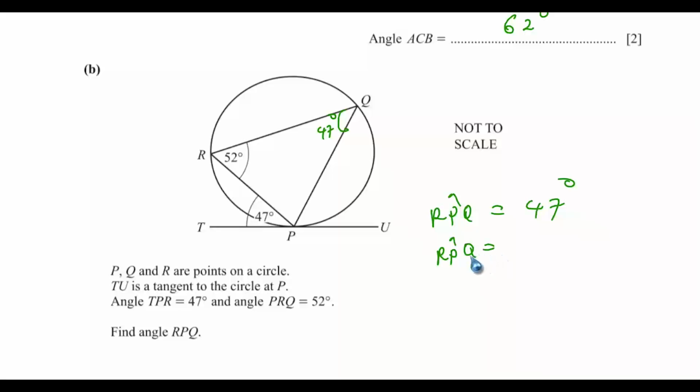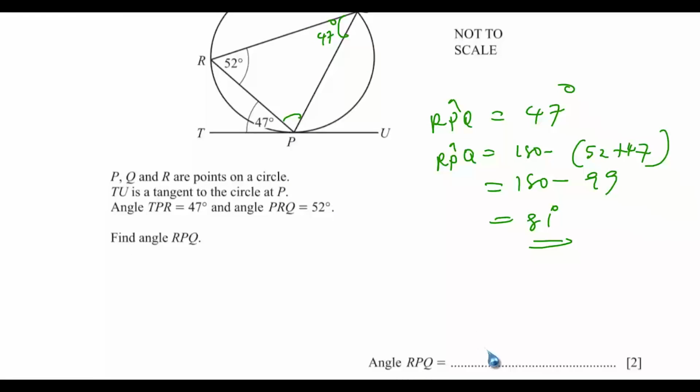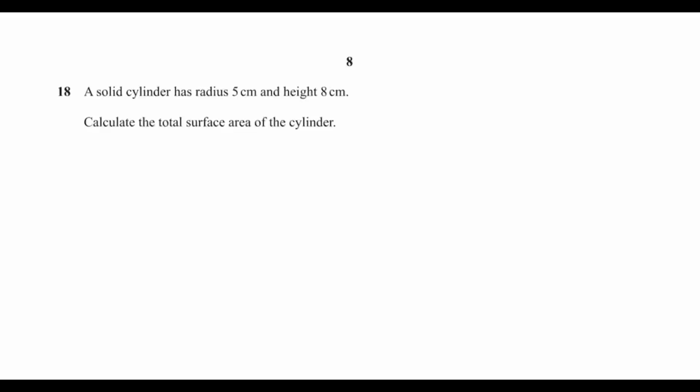RPQ will be equals to 180 degrees minus the sum of 52 and 47. So that is how you can get RPQ. Sum of angles in a triangle is 180 degrees. Then this will give us 180 subtract 99, and the final answer will be 81 degrees. So we can put 81 degrees here. So the next question will be question 18.